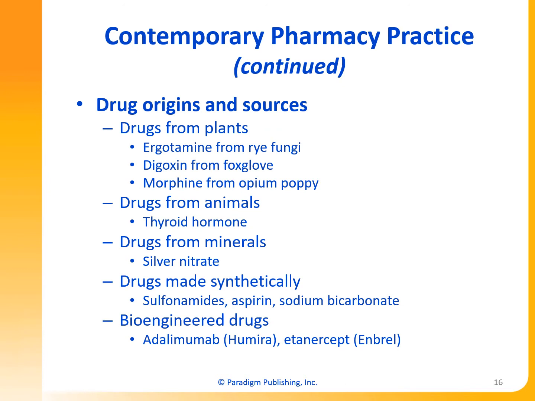Okay, so this is pretty interesting here. The drug origins and sources. So some drugs are derived from plants. For example, digoxin is from a foxglove. A foxglove is named digitalis, which is where the name digoxin actually comes from. So we all know that morphine is derived from opium and poppy seeds.